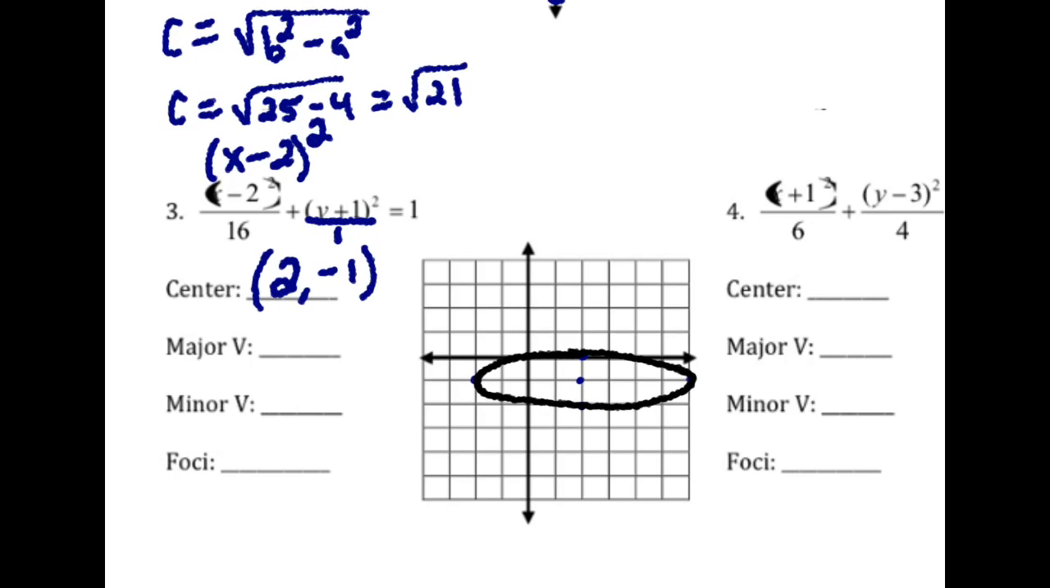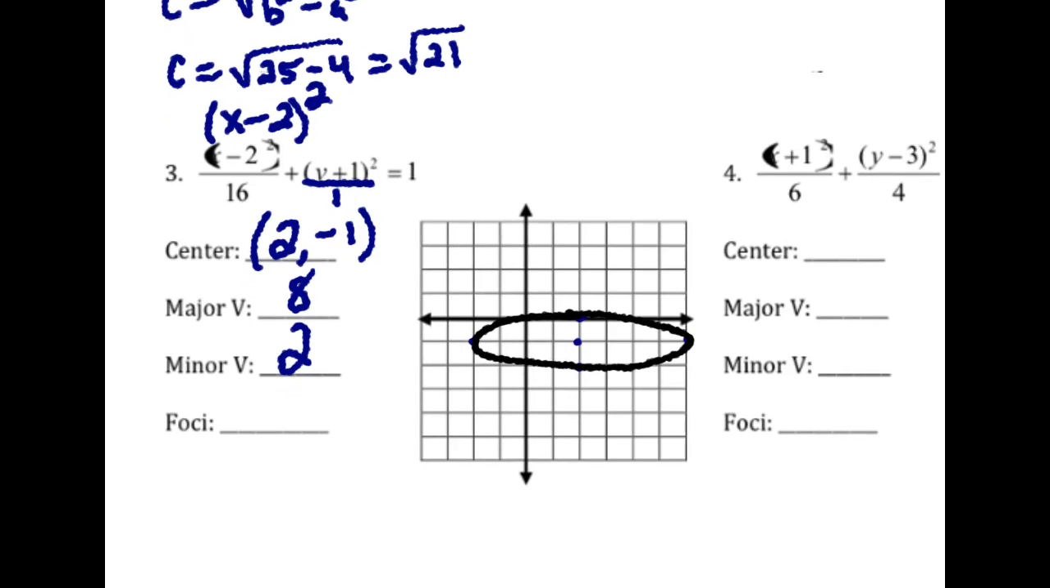Okay, there's our ellipse. And again, the major vertex is going to be the horizontal one. That's going to be 8, because we stretched left and right 4 in each direction. The minor vertex, up and down just 1, so that's going to be a length of 2.